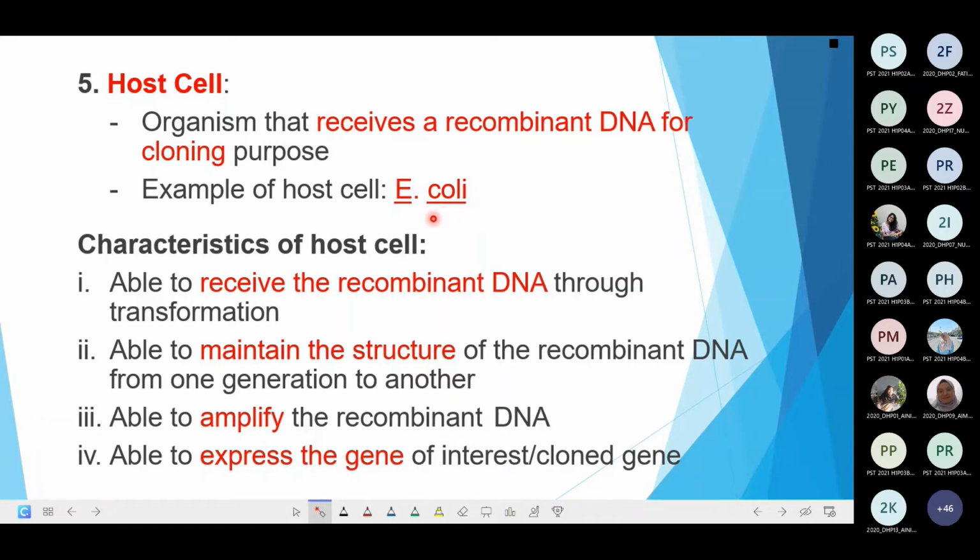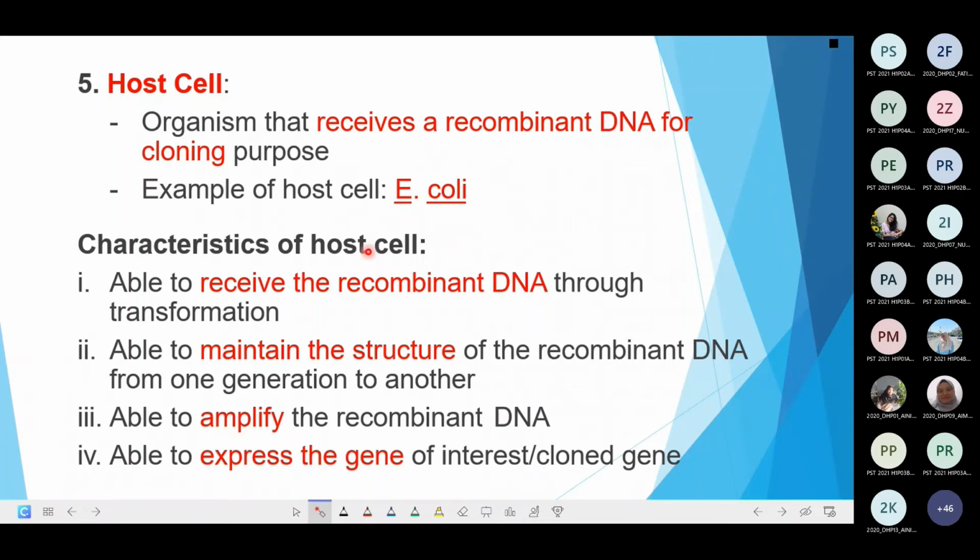E. coli is also useful in the gene cloning procedure. Why? Because E. coli can give us the restriction enzyme known as EcoR1. And the third importance of E. coli is that they can become the host cell for this cloning procedure. So this E. coli is very, very useful in the field of biotechnology actually.